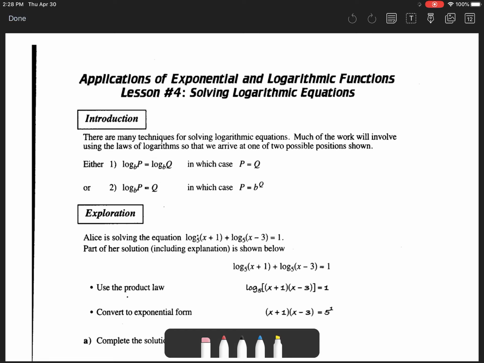Hi, Math 30-1s. Today we're going to take a look at solving log equations.